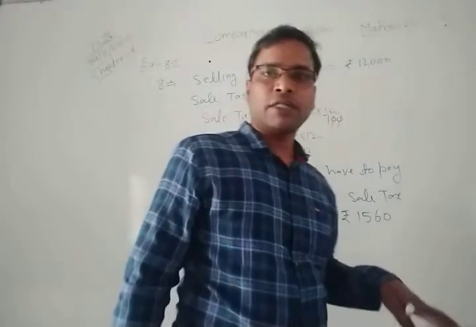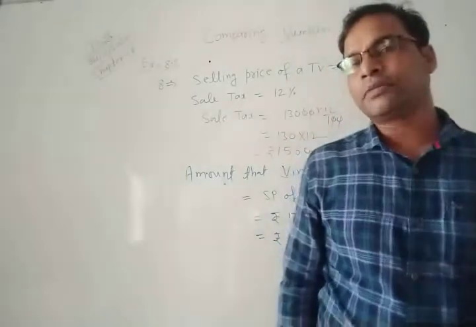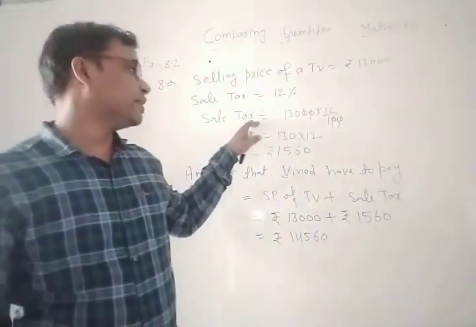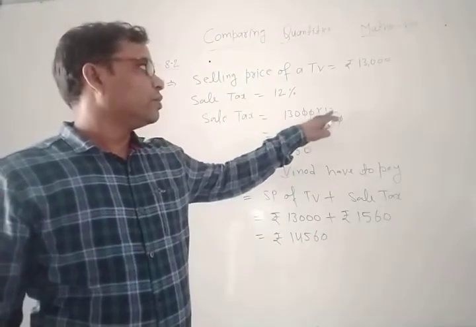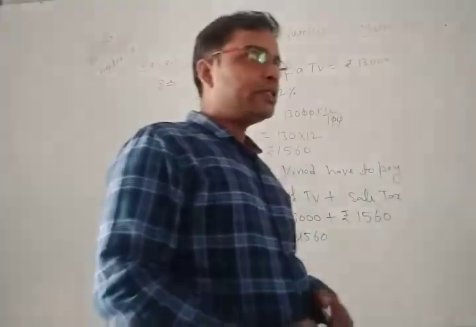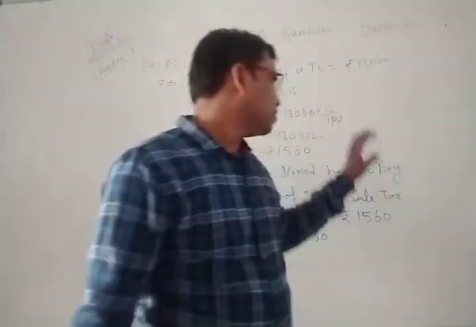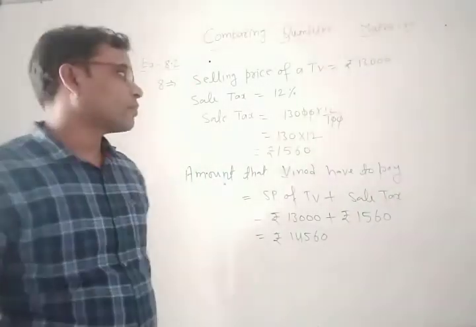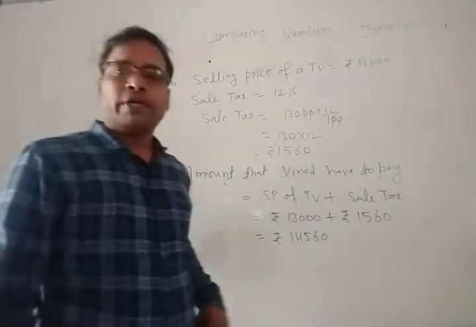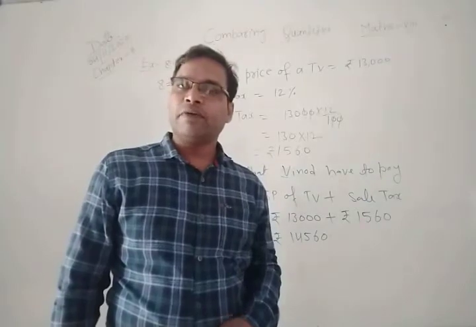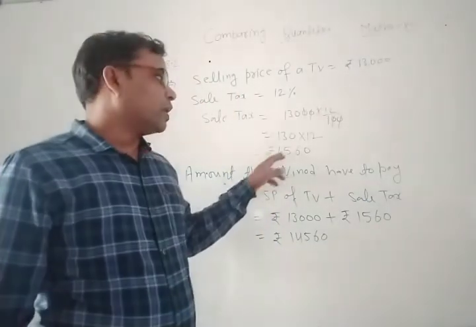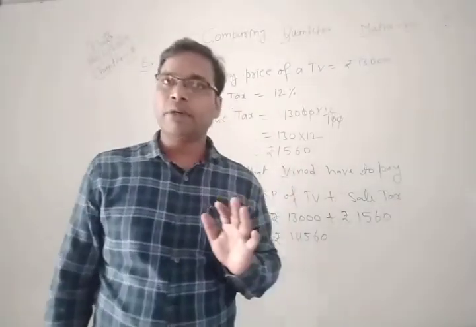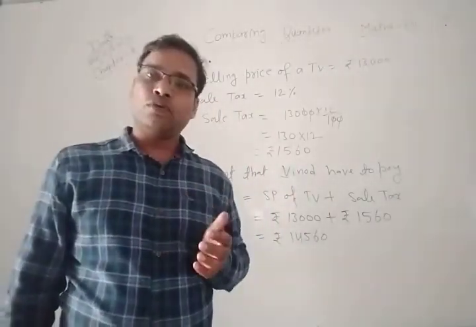Now, we find the sales tax. How can we find the sales tax? We find sales tax on the selling price. The selling price of the TV is given as 13,000. So sales tax is equal to 13,000 into 12%. 12% means 12 by 100. Okay. So you write 12 by 100 and you cancel it. Then you obtain 130 by 12. If you multiply 130 by 12, then you obtain 1,560 rupees. Clear?